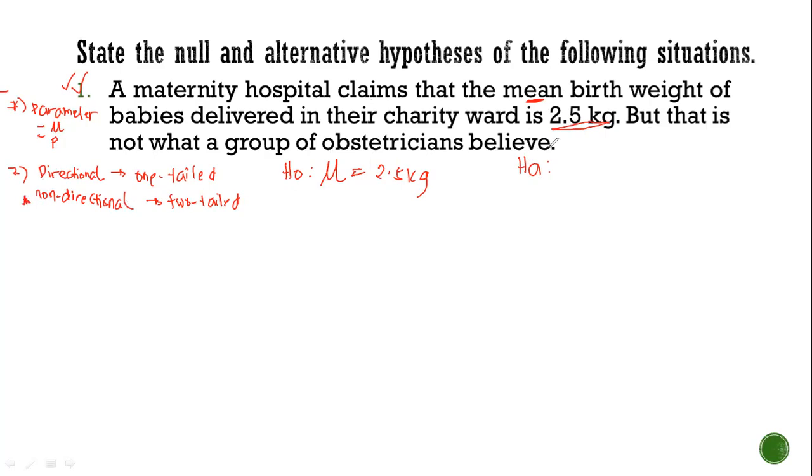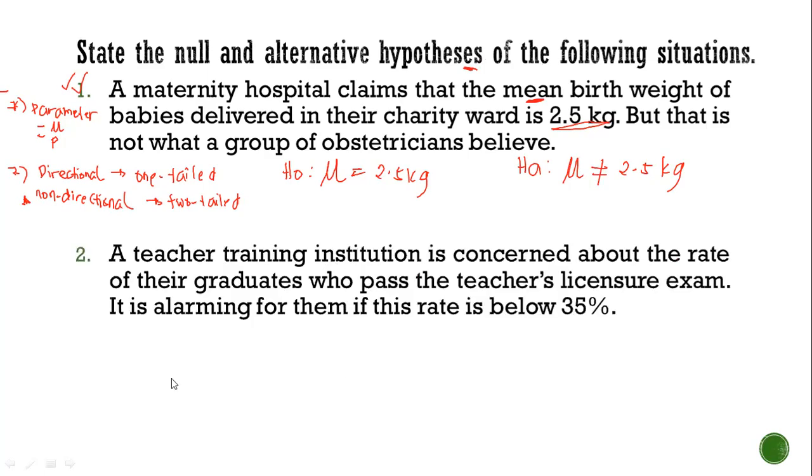Okay? Pag non-directional ulit, ano yung symbolism natin sa non-directional? It is not equal. Diba? 2.5 kilograms. Ganun lang. So mathematically, that's how you state your alternative and null hypothesis. Plural kasi hypotheses, yung singular hypothesis. Okay. I hope you understand that. Pero we have more examples coming on our way.